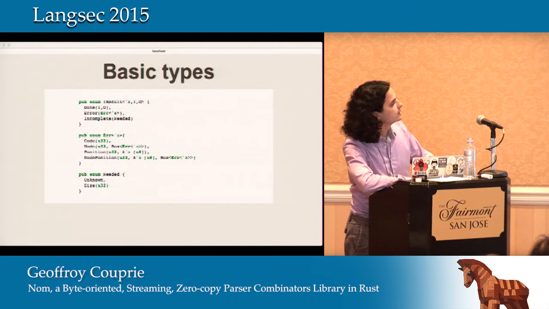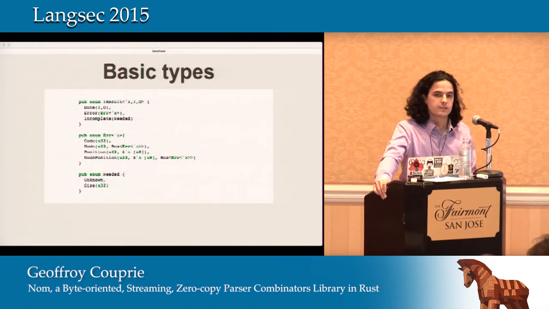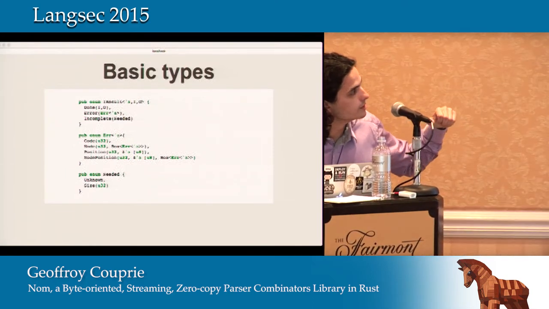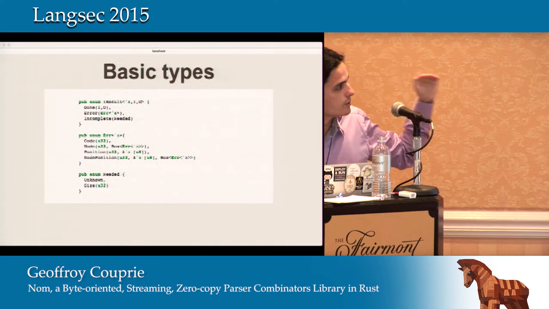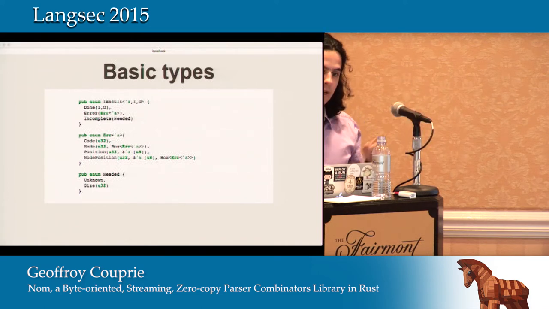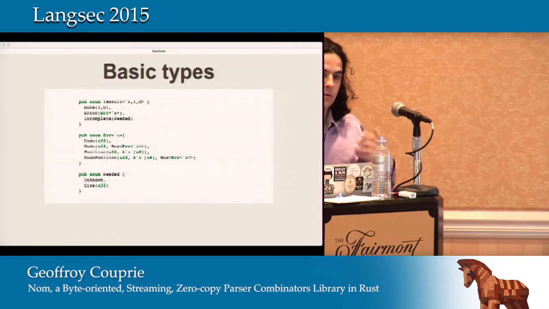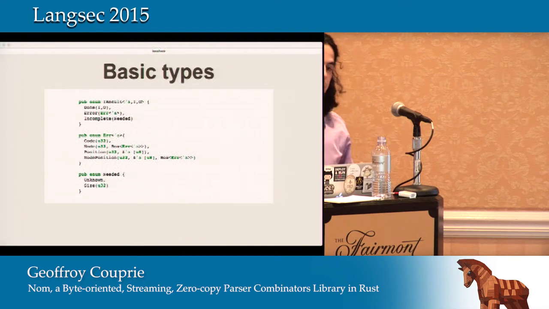So first thing to see, Rust is a language that has generics. This is good because, as you see in the first enumeration, the result of a parser, we have Done, which contains a part of the remaining input and the output type. Most of the time, we manipulate byte arrays, but we can manipulate anything. I'll go over the error and incomplete part later, but basically we need a way to represent errors correctly, and we need to represent incomplete data, because sometimes a parser knows that it must have more data.